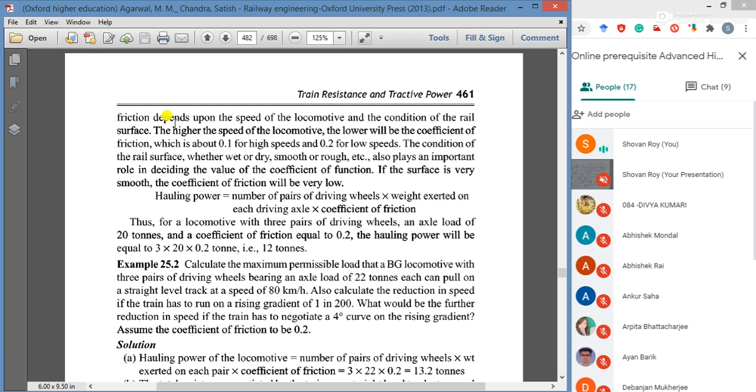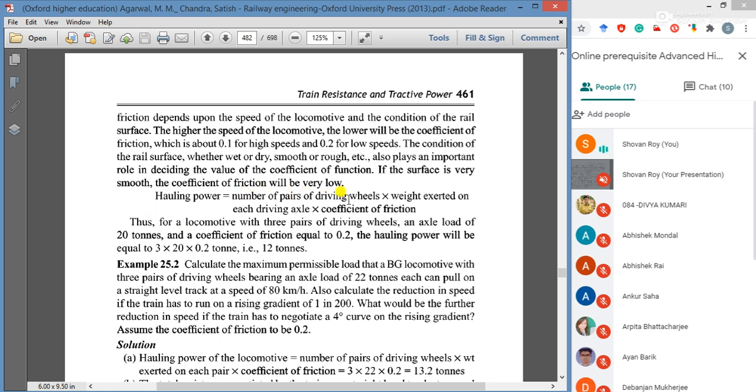But what is hauling power? Hauling power is the number of pairs of driving wheels into the weight exerted on each driving axle into the coefficient of friction. Thus, for a locomotive with 3 pairs of driving wheels, an axle load of 20 tons and a coefficient of friction equal to 0.2, the hauling power will be equal to 3 into 20 into 0.2.